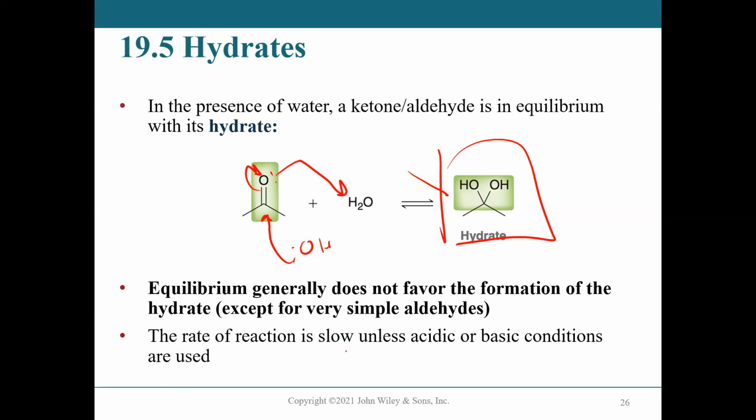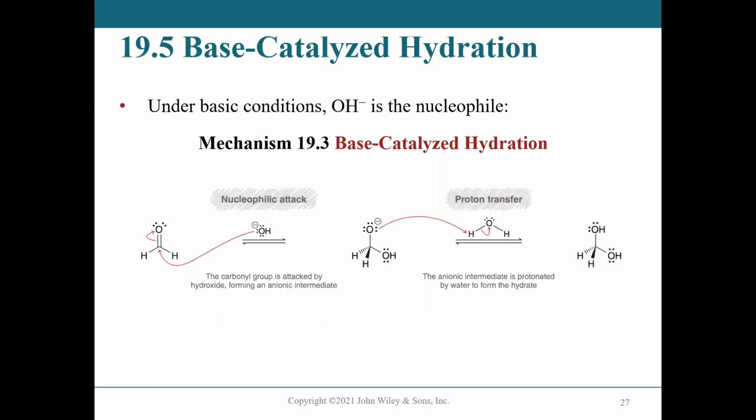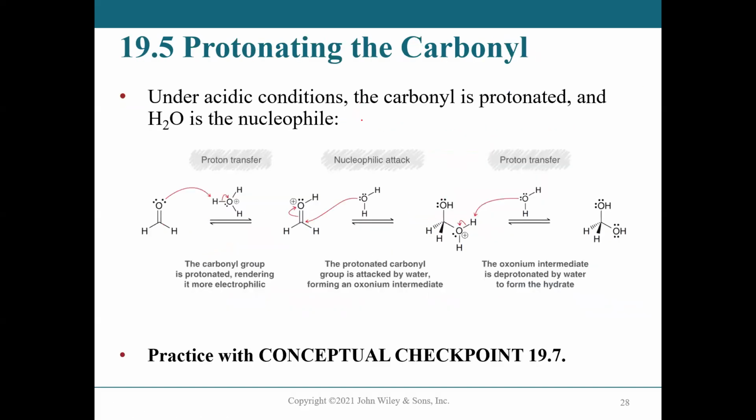So the rate of reaction is slow unless acidic or basic conditions are used. And they go through and show you the nucleophilic attack followed by the proton transfer. And this is how we're going to generate the hydrate over here. But what if we could put a proton here and force this into being a positive charge? Well, we might make the reaction go much quicker then, right? So this is the whole idea behind the acid-catalyzed reaction right here.